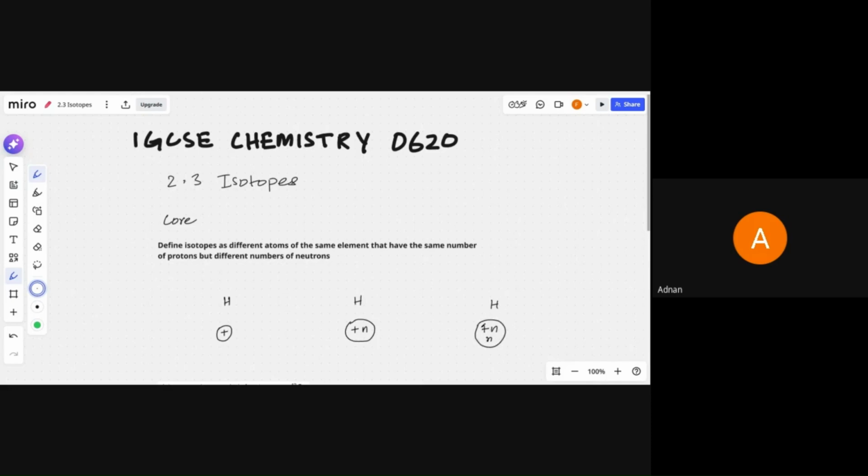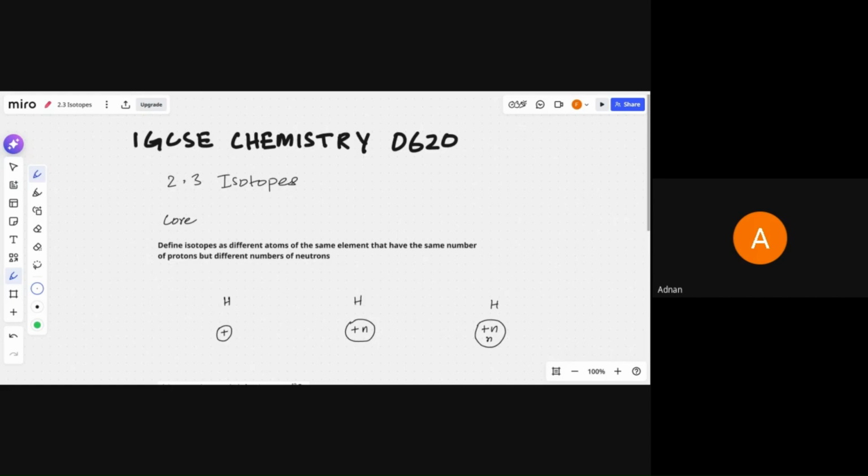So what is similar between these three is the number of protons, because as we have explained earlier, it is the number of protons that defines an atom and gives identity to an atom. So you cannot change the number of protons on an atom. If you change the number of protons, it means that the atom changes, right?